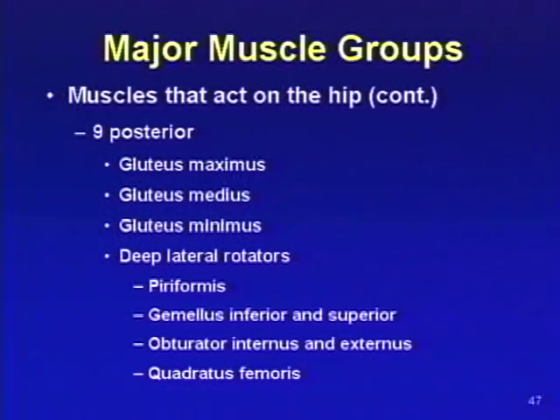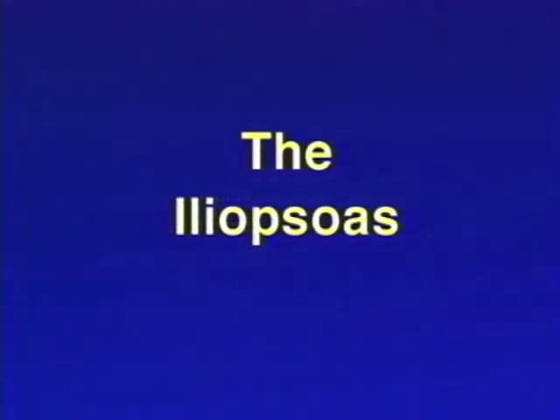We'll also look at 9 posterior muscles that act on the hip. The 9 posterior muscle groups are the gluteus maximus, the gluteus medius, the gluteus minimus, and the 6 deep lateral rotators, which include the piriformis, the gemellus inferior and superior, the obturator internus and externus, as well as the quadratus femoris. Let's begin with the iliopsoas.